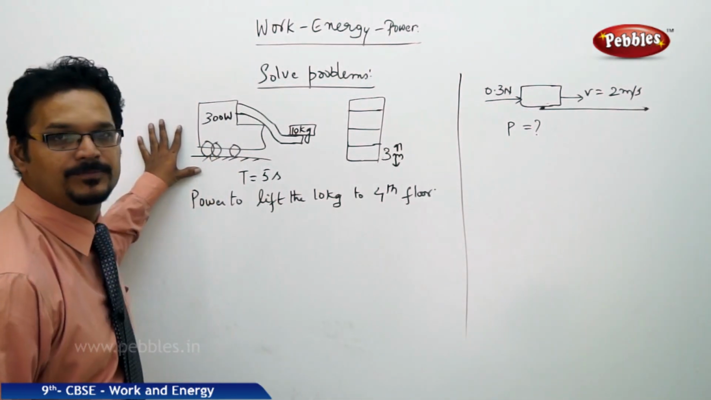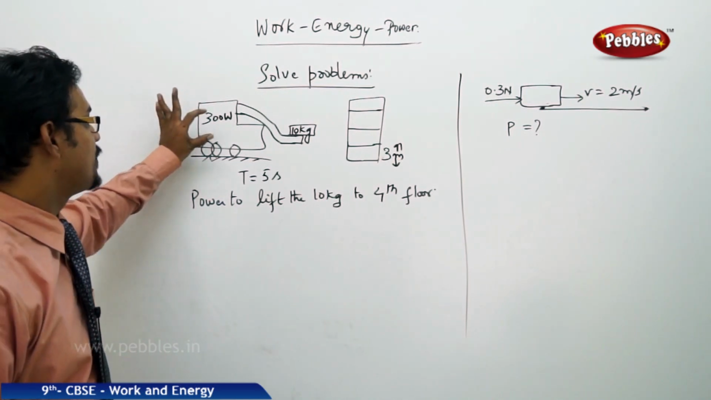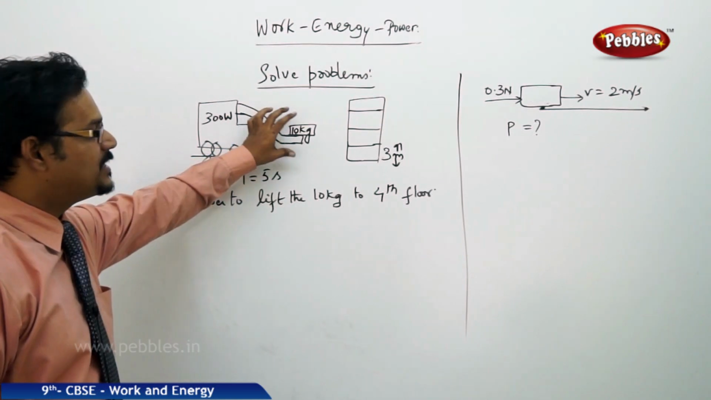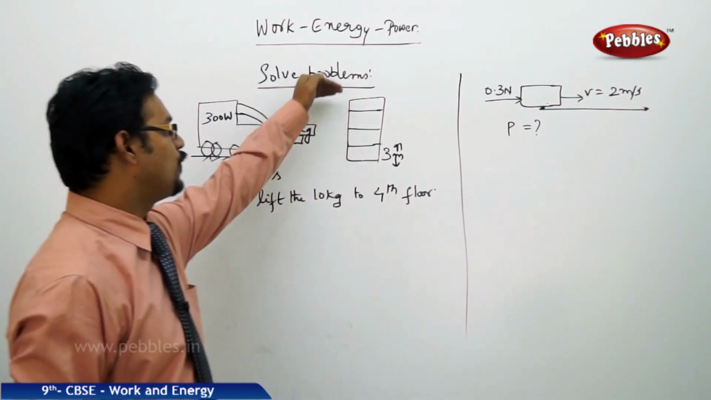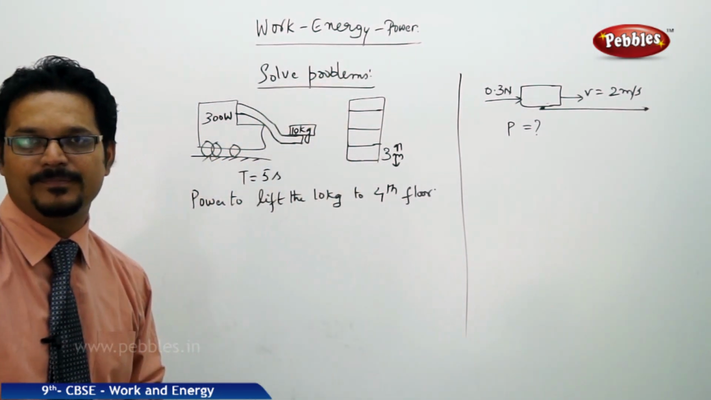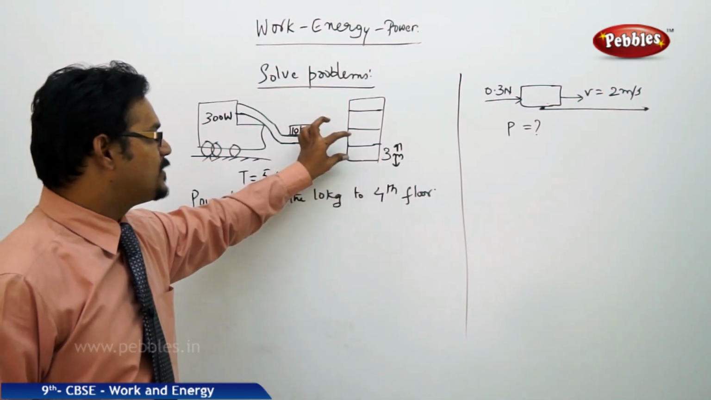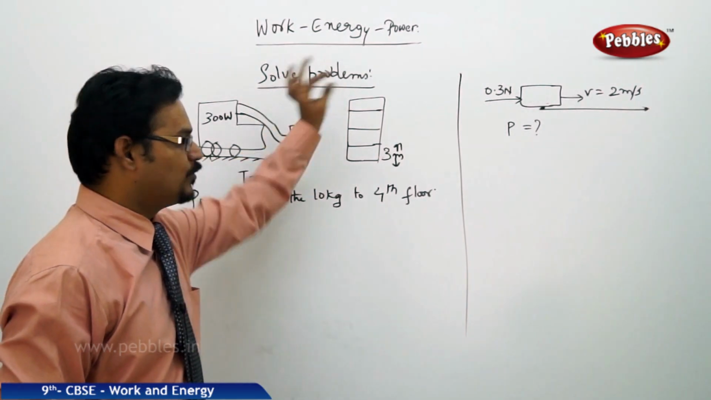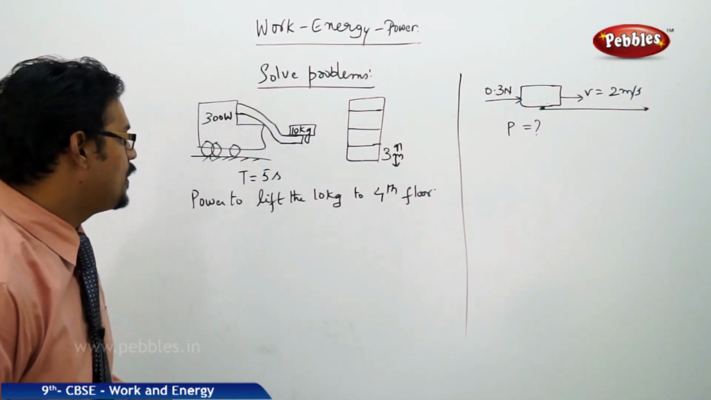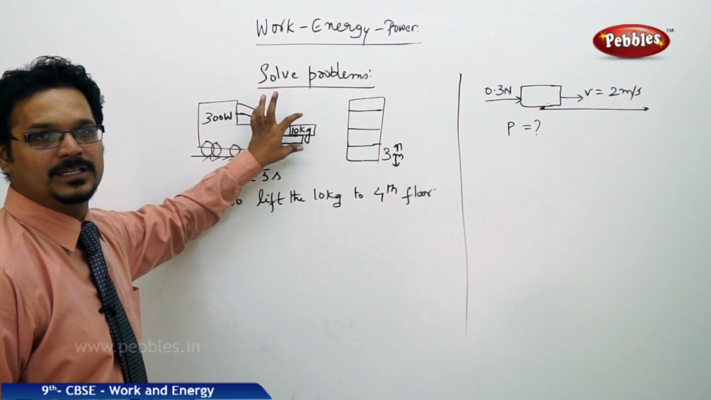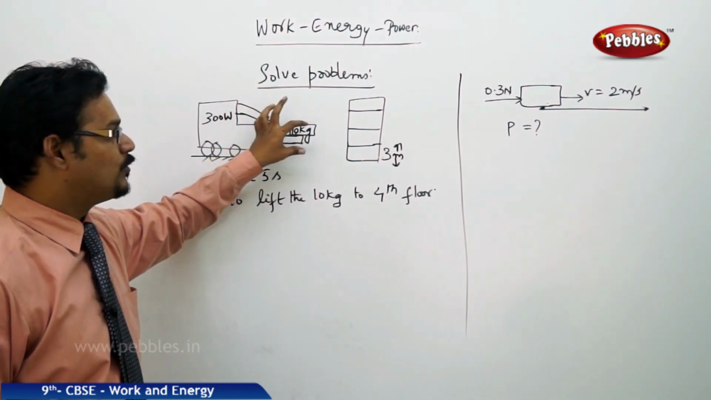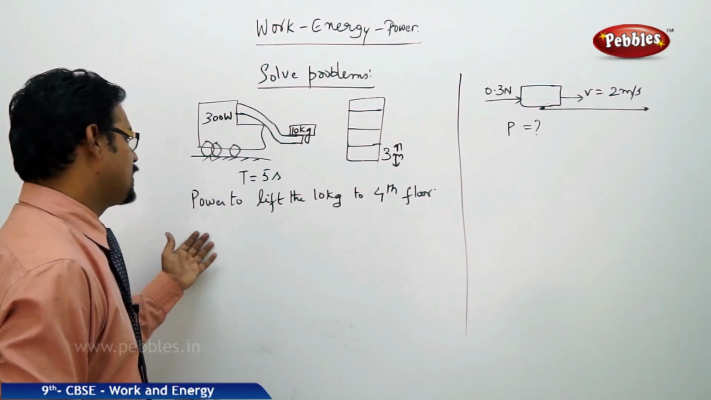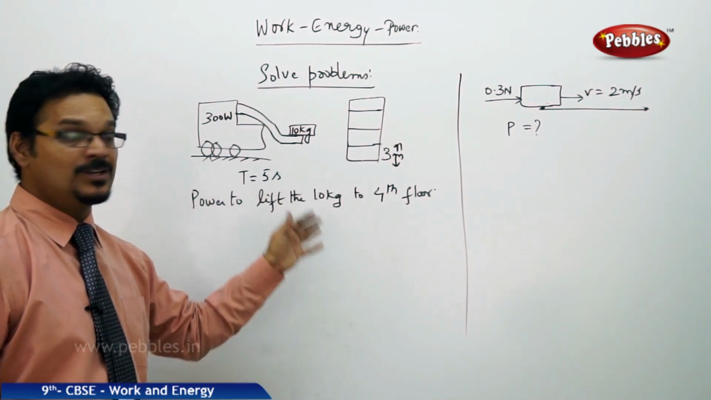There is a crane whose power is 300 watts. This crane is lifting a 10 kg block and keeping it on the 4th floor of a multi-story building. Each floor has a height of 3 meters. It keeps the 10 kg weight on the 4th floor in 5 seconds. The question is, what is the power to lift the 10 kg to the 4th floor?